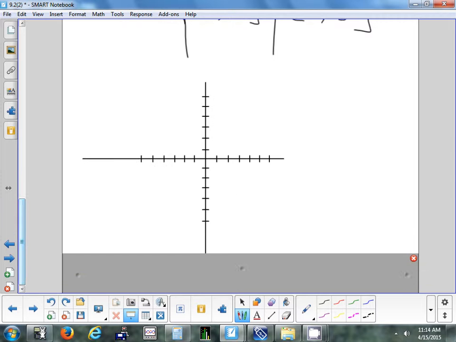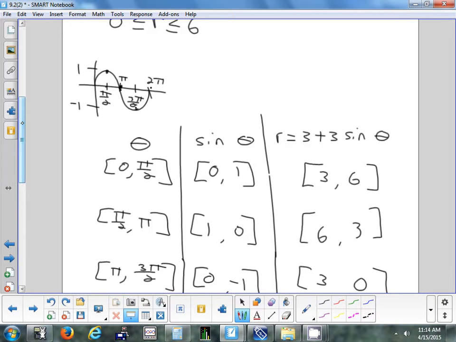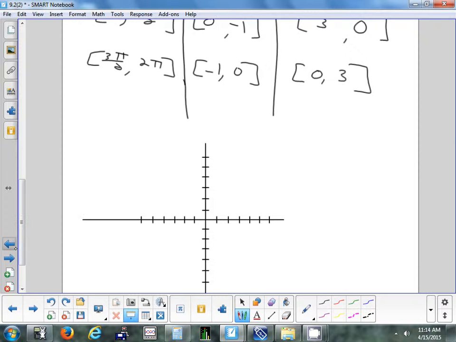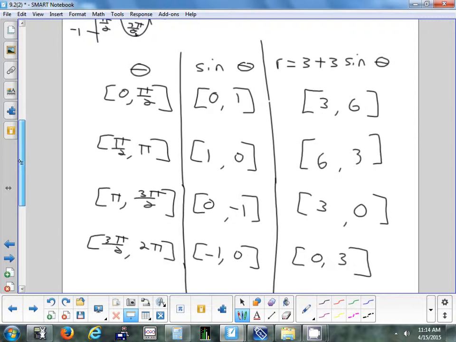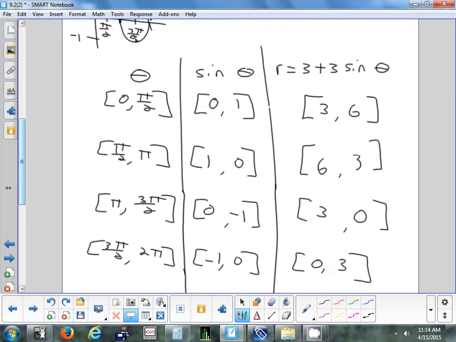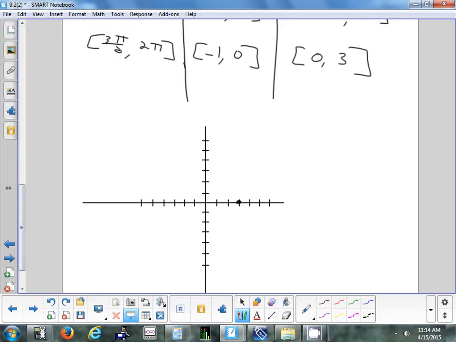Right, so now let's use that table and graph our radius. When our angle is 0, the radius is 3. Okay, so sketch that. Angle is 0. Radius is 3. When our angle is pi over 2, the radius is 6. So pi over 2, 6. And now we're going to connect those 2 points, but just try to curve it a little bit.